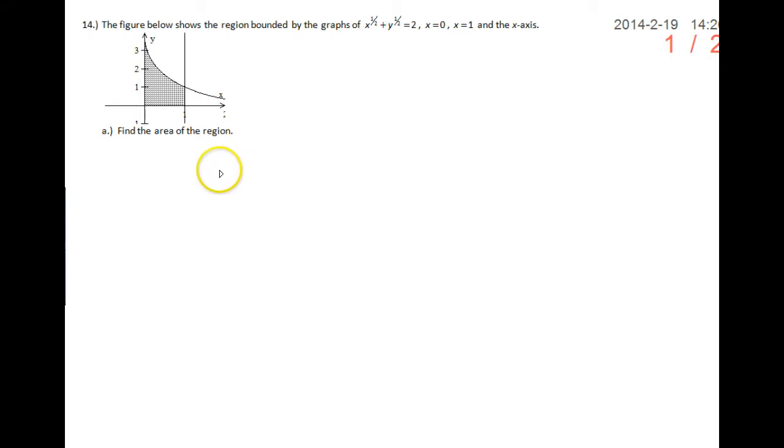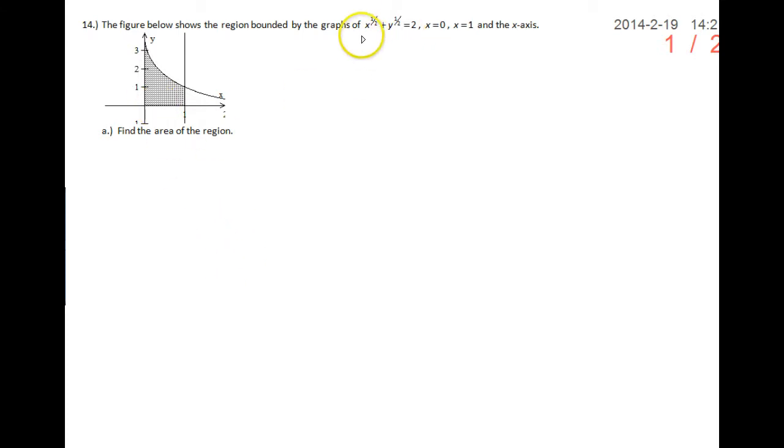Okay, so we will be going through problem number 14. Let's read problem number 14 from page 19 in the review. The problem says, the figure below shows the region bounded by the graphs of x to the 1/2 plus y to the 1/2 equals 2, x equals 0, x equals 1, and the x-axis. So you see the region here.